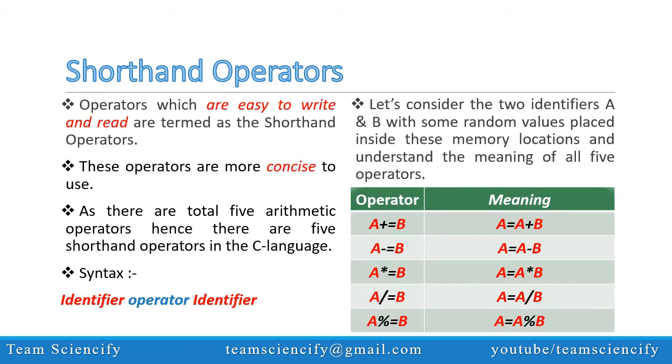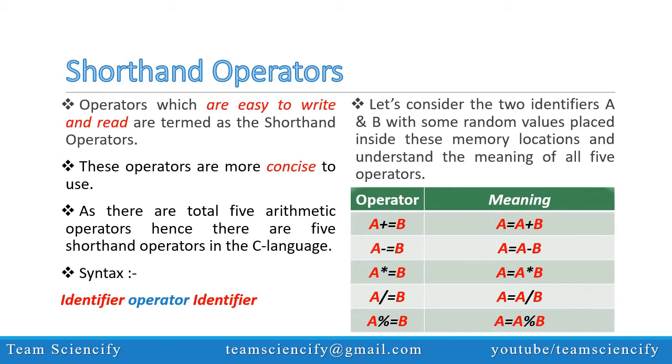Third, A star equal to B. The meaning of this operator is A is equal to A star B. Fourth, A slash equal to B. The meaning of this operator is A is equal to A slash B. Fifth, A percent equal to B. The meaning of this operator is A is equal to A percent B.